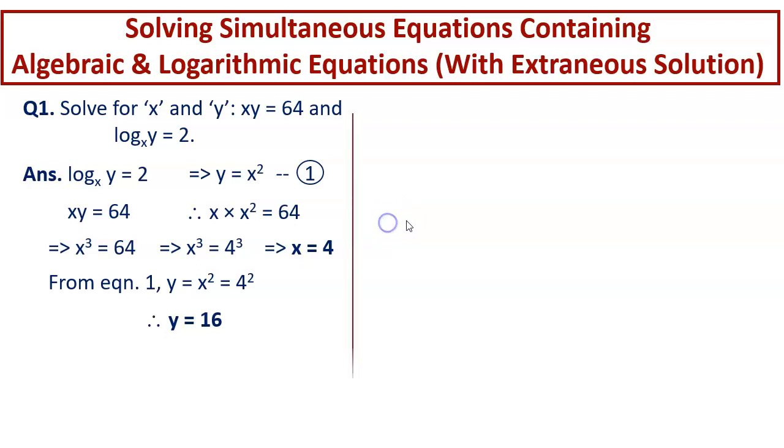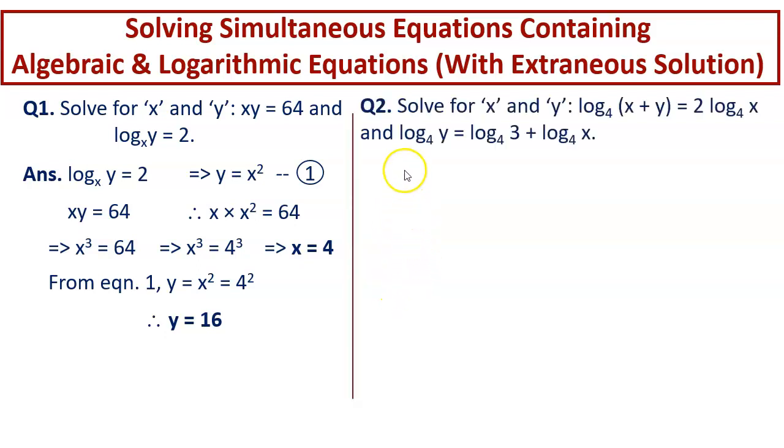Coming to the second question. Solve for x and y. And over here in this question, we are having two logarithmic equations given. First one is log of x plus y to the base 4 equal to log 2 times log of x to the base 4. And the second one is log of y to the base 4 equal to log of 3 to the base 4 plus log of x to the base 4.